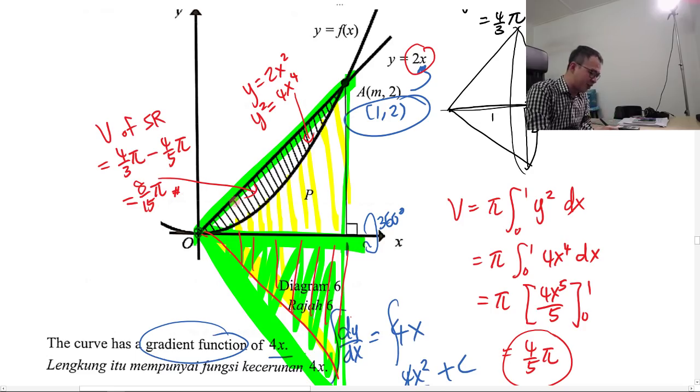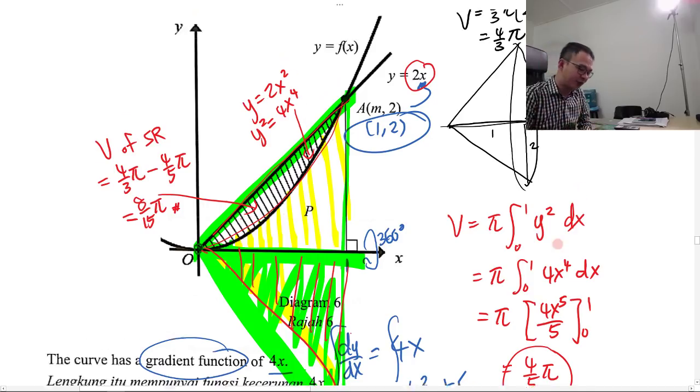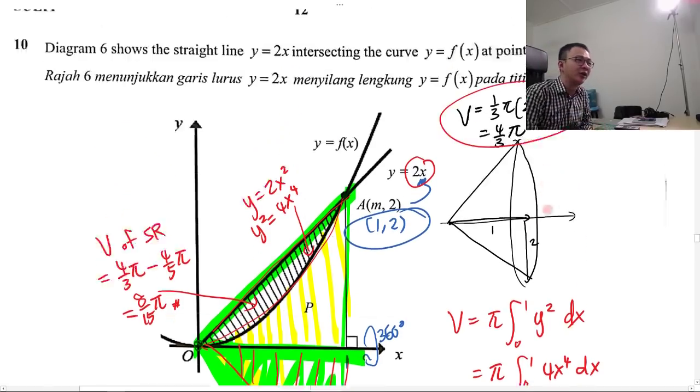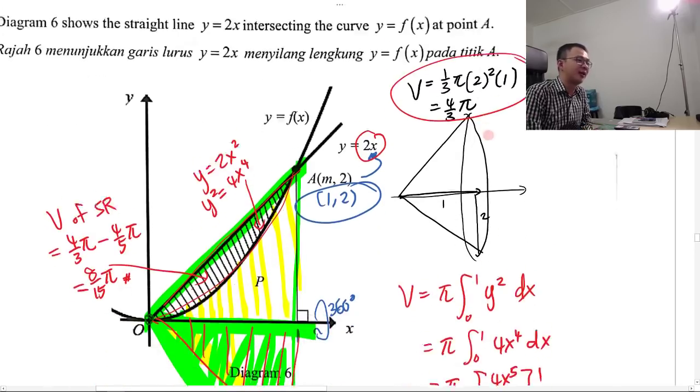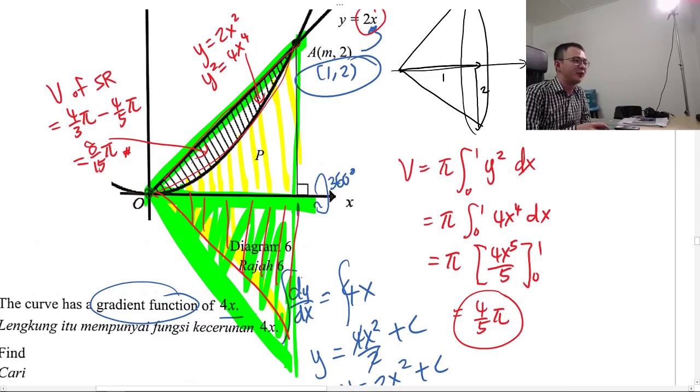Because this shaded region hangs in the middle, I need to rotate the whole thing and then subtract the part. Where does the 4 over 3 pi come from? 4 over 3 pi is the volume of the cone above here. Do you see? This is 4 over 3 pi. And 4 over 5 pi is when I integrate the curve.